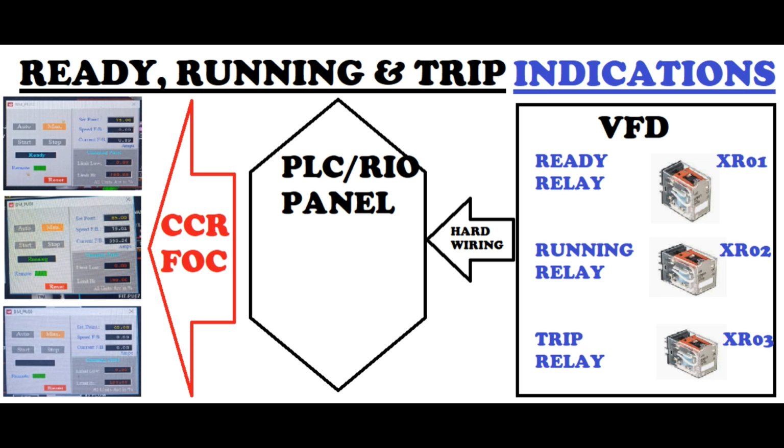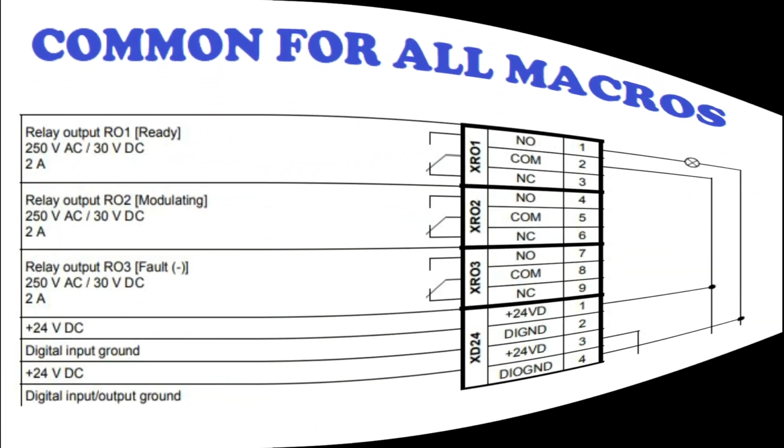And on the left hand side you can see if the drive is ready, it will be blue, and if the drive is running you can see the green running indication, and if the drive is in trip condition it will show blank. Now we will understand the same thing with the help of the ABB manual.